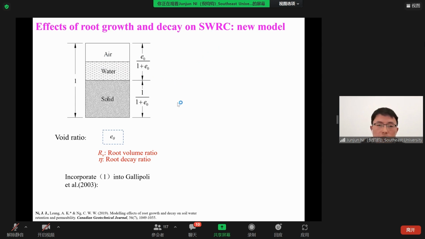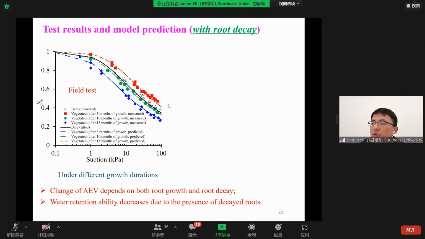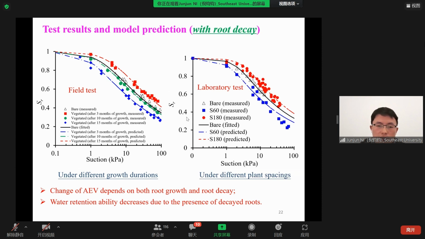plant growth and root decay effects on the soil water retention model, I propose one simple model incorporating root volume ratio and root decay ratio. Based on the unsaturated soil three-phase diagram, considering the plant root parts, we can finally get this equation and validate it with the field data. Across different growth conditions and different plant spacings, it gives very good prediction.